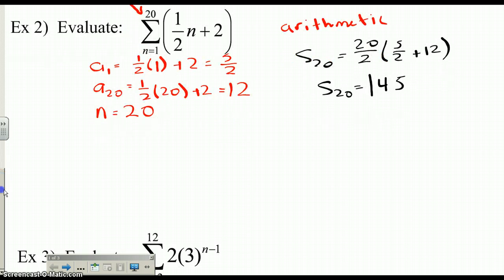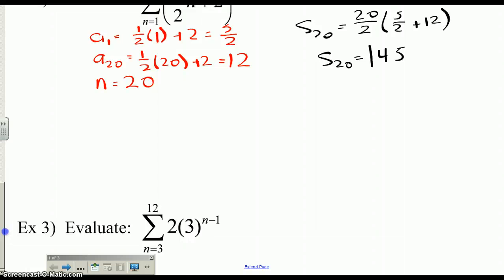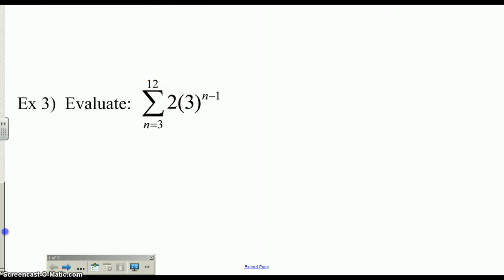Now let's look at 3. Number 3 is a little tricky one. The reason being is, look at the lower and upper number. This is an example where it doesn't start at 1, so we're not going to have 12 terms here. Okay? The next thing we got to figure out, is it arithmetic or geometric? Well, it's going to be geometric because look at the formula. It looks just like the geometric formula.